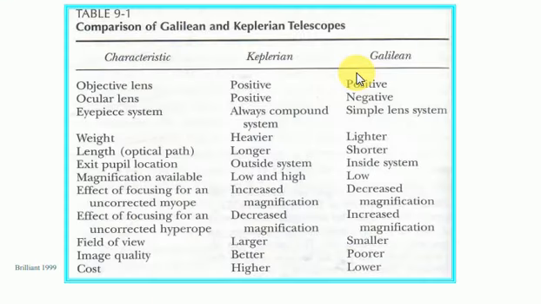This is a telescope comparison. Objective in both are positive, but ocular in Galilean is negative. Galilean is a simple lens system. It is lighter, the lens is shorter, the exit pupil location is inside the system, the magnification is low. Effect of focusing for uncorrected myope, there will be decreased magnification. Effect of focusing power and uncorrected hyperope, there will be increased magnification, field of view smaller, image quality poorer, and cost is low.